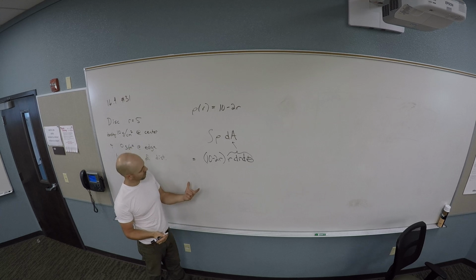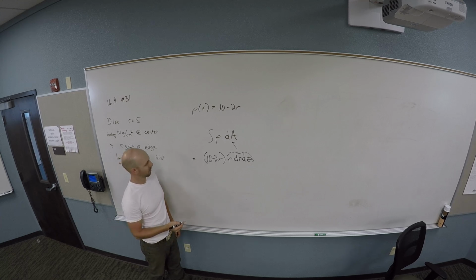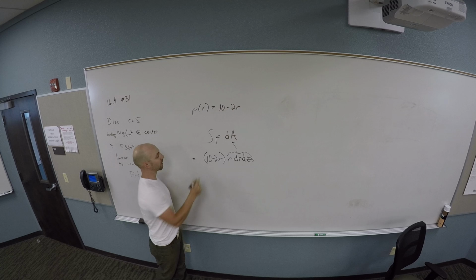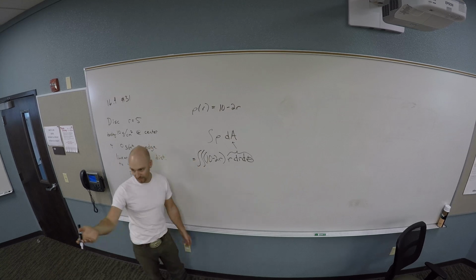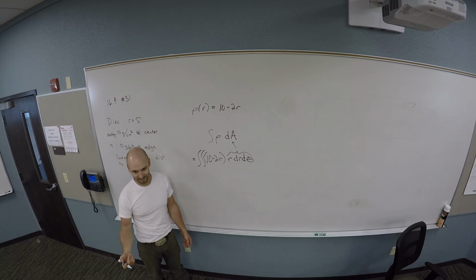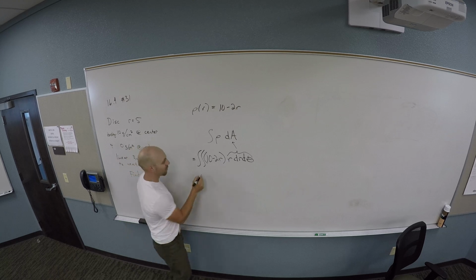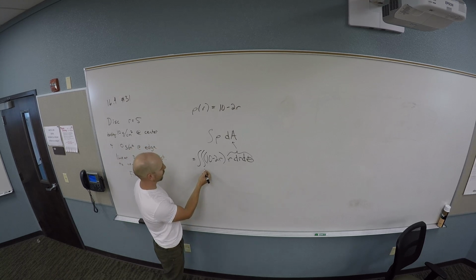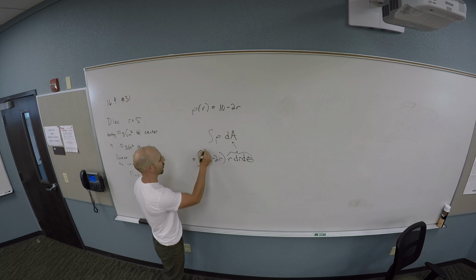And then what else do I need here? Double integral. Yeah, I need two integrals, right? Which is why I'm getting away with not thinking about that slice, right? Okay, so I'd be integrating 0 to 5 in the r's and 0 to 2 pi.